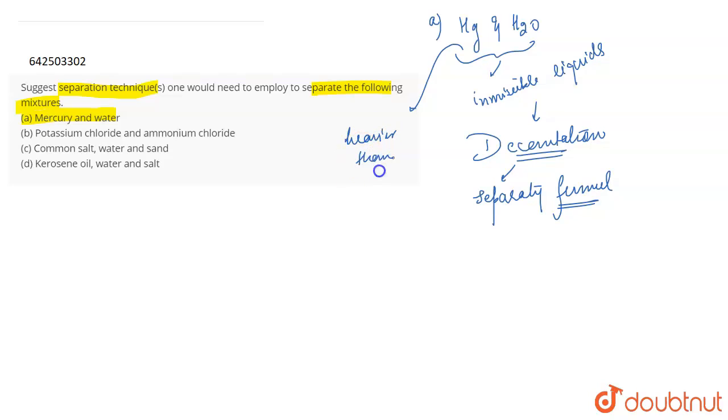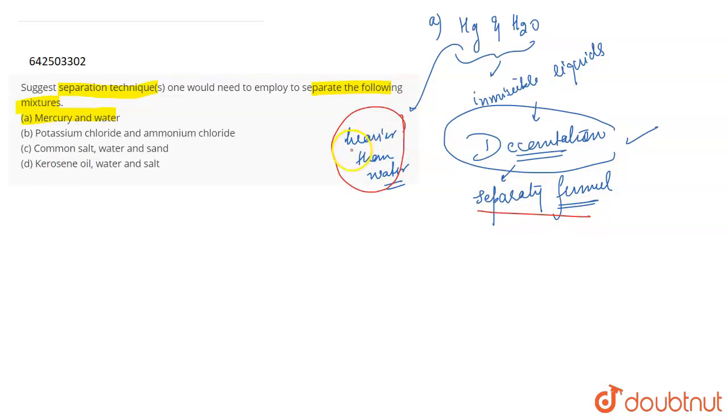So it is heavier than water, so it forms a lower layer and is separated from water. That is because of the process of decantation that they can be separated. So the method of separation used in part A is decantation. Using a separating funnel, they can be separated because mercury, being heavier than water, separates from water and forms a lower layer.